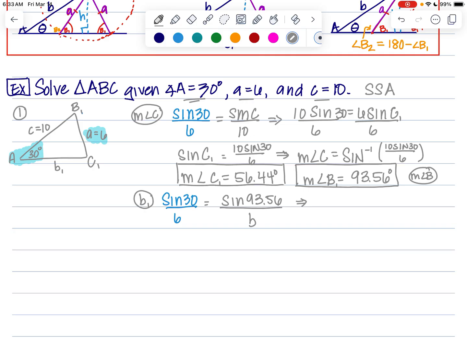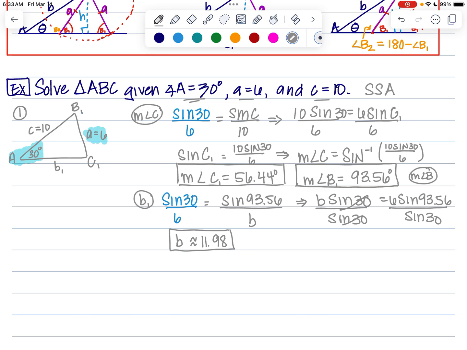And I'm going to get B times the sine of 30, oh my gosh, what am I doing? B times the sine of 30 equals 6 times the sine of 93.56. Okay, divided by the sine of 30. And I divide these out, and I get B is about 11.98. Okay, so there we go. So we're done. We figured out that triangle. That one exists. That's awesome. But we have to test to see if we have to do two. Do we have two triangles or do we have just one?